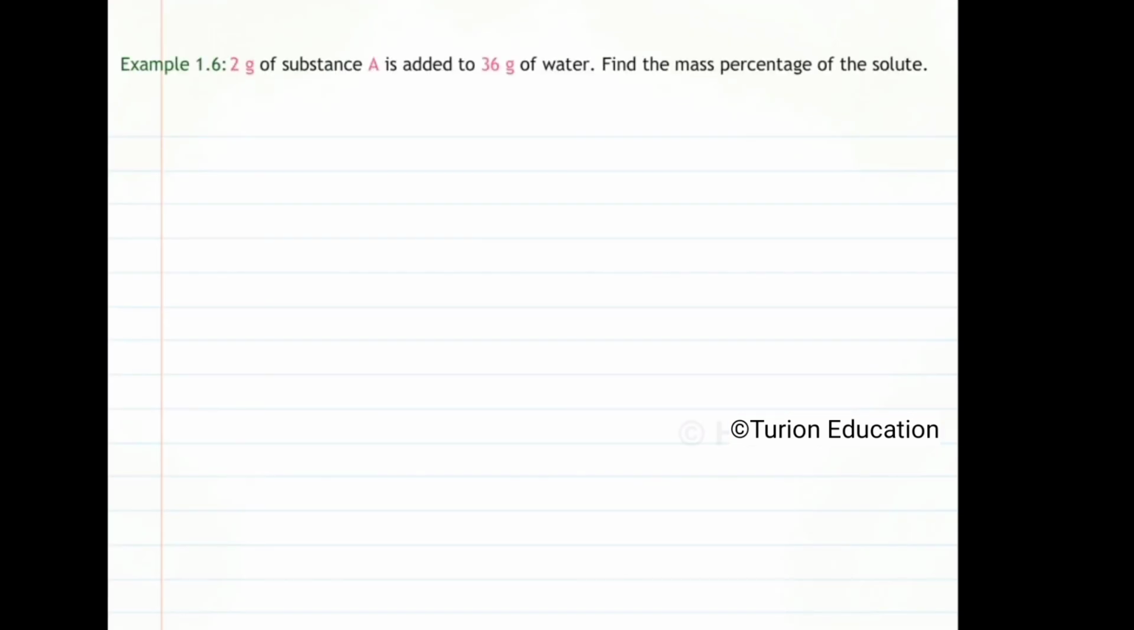Example 1.6. 2 grams of substance A is added to 36 grams of water. Find the mass percentage of the solute.